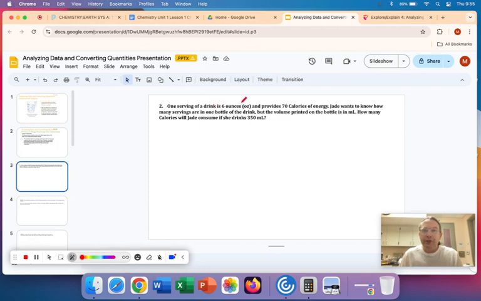One serving of a drink is 6 ounces and provides 70 calories of energy. Jade wants to know how many servings are in one bottle of the drink, but the volume printed on the bottle is in milliliters. How many calories will Jade consume if she drinks 350 milliliters? So in this example, we have to use dimensional analysis to go from our starting place to our ending place.